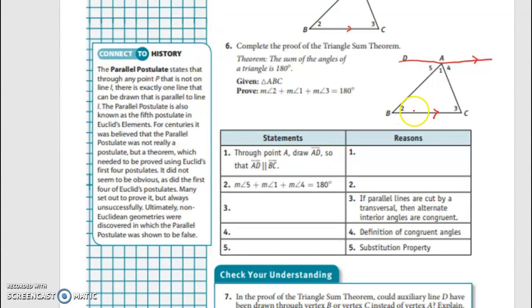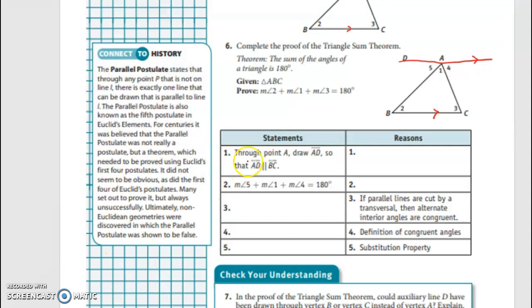Okay? So number 6 says complete the proof of the triangle sum theorem. The theorem: the sum of the angles of the triangle is 180 degrees. We're given triangle ABC, and we want to prove the measurement of angle 2 plus the measurement of angle 1 plus the measurement of angle 3 is 180 degrees. We want to be able to prove that angle 1, 2, and 3 add up to 180 degrees.